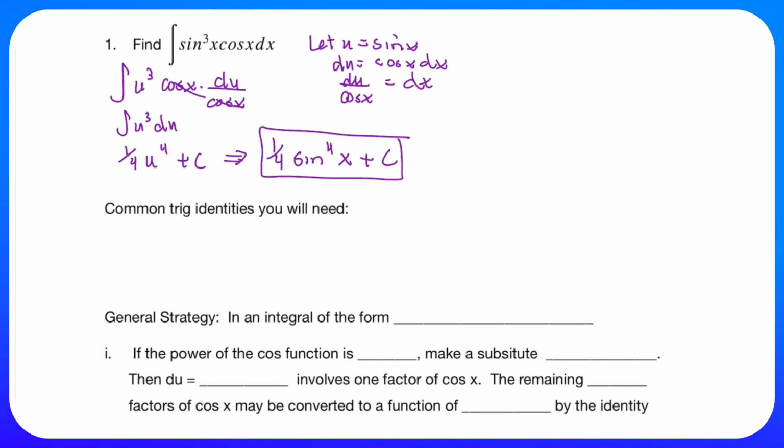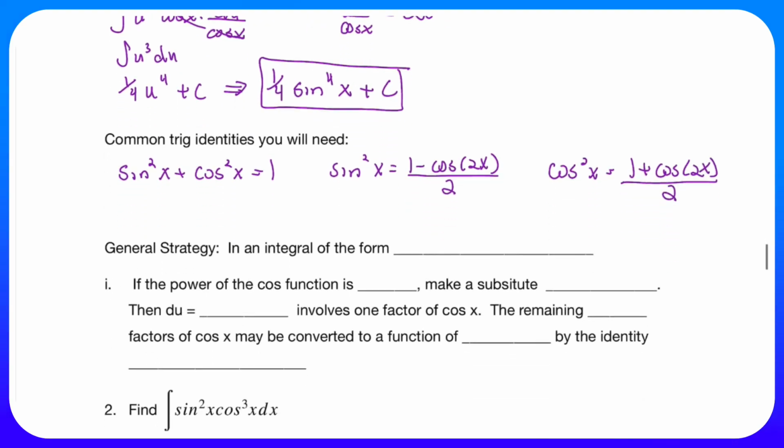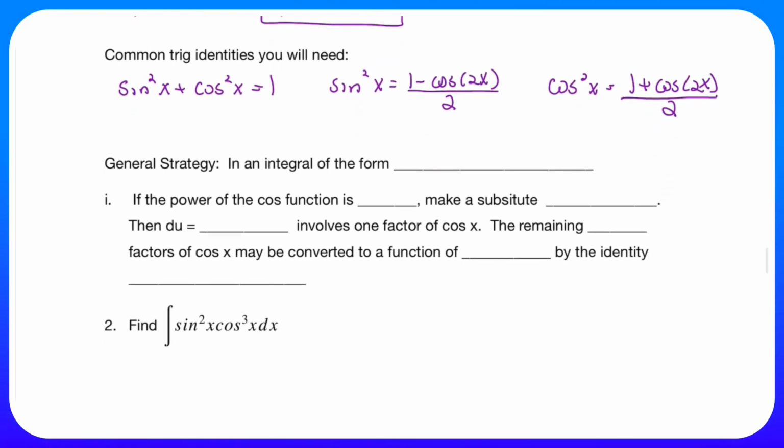So let's remind ourselves of some trig identities you learned in trig class. The Pythagorean identity we know is sine squared x plus cosine squared x equals 1. We also know that sine squared x is equal to 1 minus cosine of 2x over 2, a power reduction formula, or cosine squared is equal to 1 plus cosine of 2x divided by 2, again a power reduction formula.